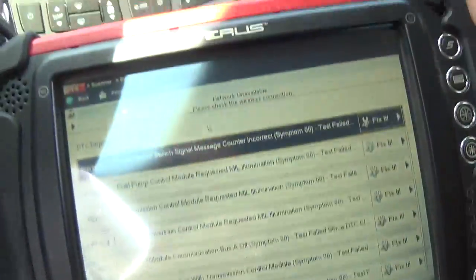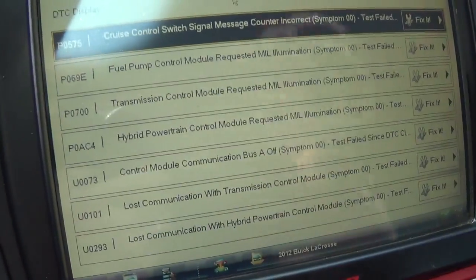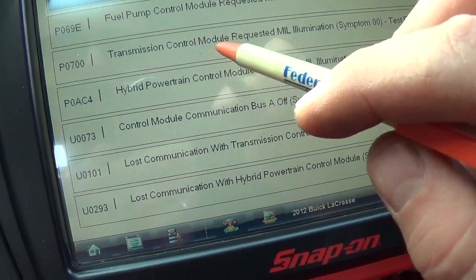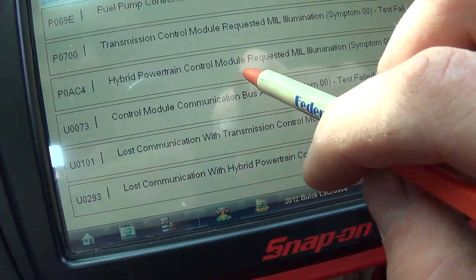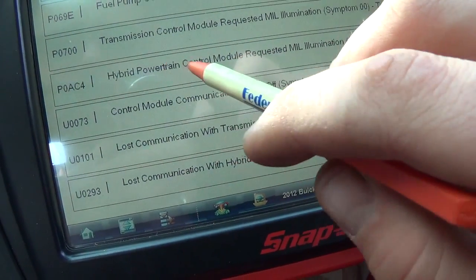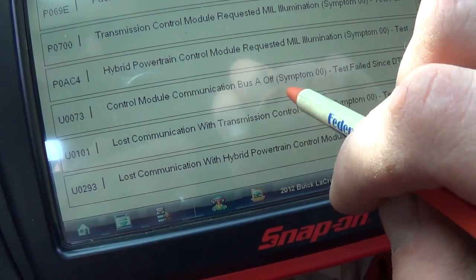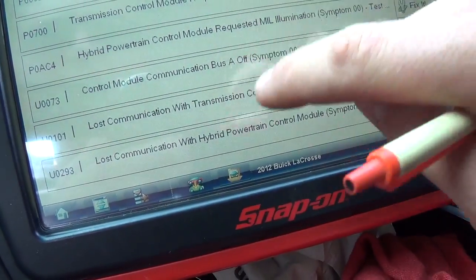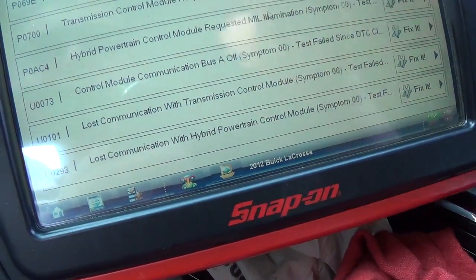And as you can see, we have more than one. So, cruise control switch signal, fuel pump control module, transmission control module, hybrid powertrain control module. So it is hybrid. Control module, communication bus A, lost communication. I think that's it.